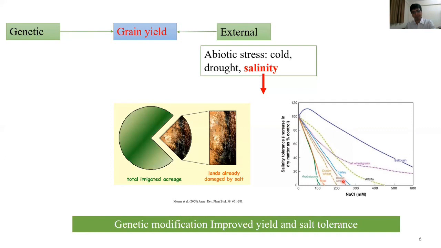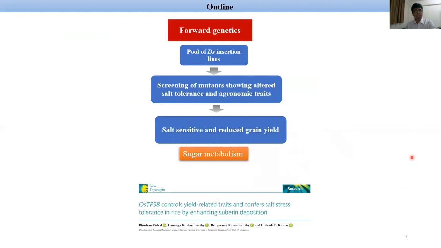So keeping this in mind, I will brief you on the outline of the study that I'm going to discuss today. With the forward genetics approach, we generated the DS insertion lines that have many knockout lines in which different genes were disrupted. We screened these mutants to find a mutant with altered salt tolerance and altered agronomic trait. This screening gave us one mutant that has two contrasting phenotypes: one is salt sensitivity and one is reduced grain yield. And the gene responsible for this mutant was involved in sugar metabolism. So today I'm going to discuss this study.